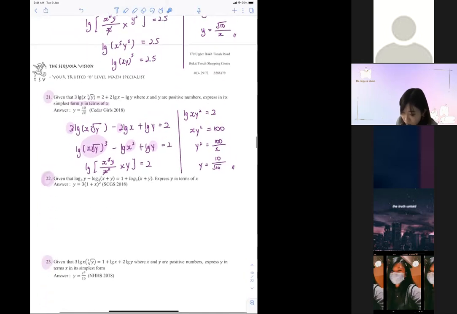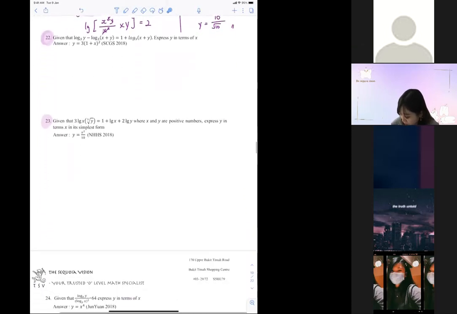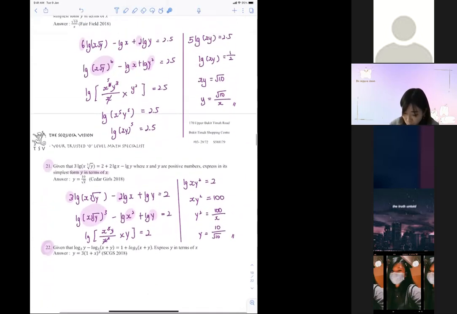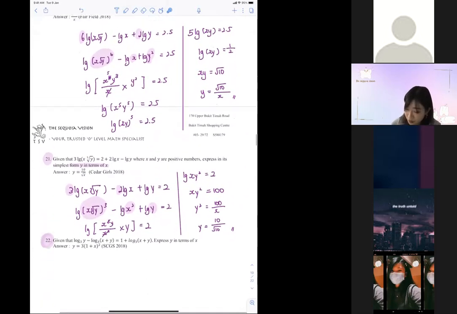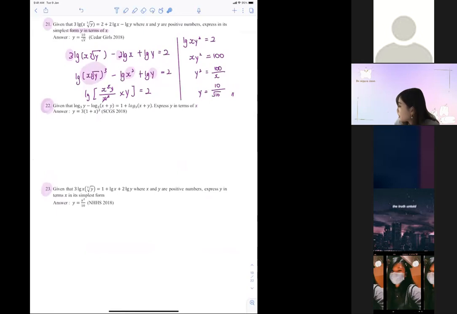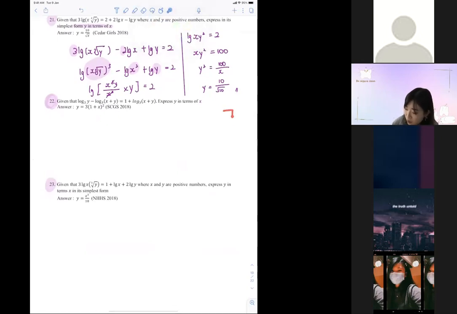You try to copy, finish 20 already. Okay. Come guys, 22 and 23. Give you another 5 minutes, finish it. Once you're done, take a picture, send me. Not done, also send me. Ryan, come try. Log one side, no log one side.